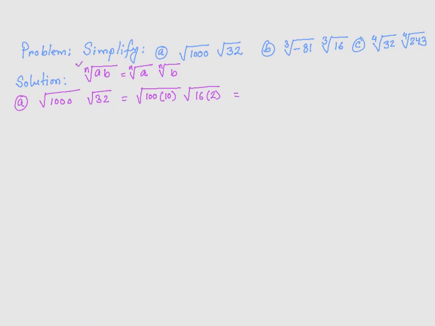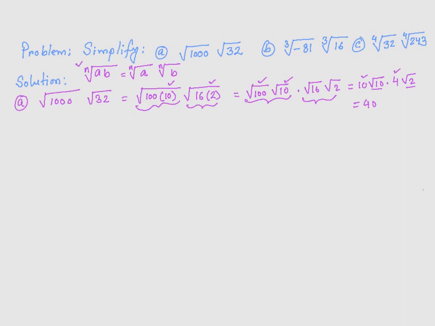Now using this property, I'm going to break this down into two. So that's going to give me square root of 100 times square root of 10, and this one is going to give me square root of 16 times square root of 2. Now I can simplify it further. Square root of 100 is 10 times square root of 10, times square root of 16, which is 4, times square root of 2. Now 4 times 10 is 40.